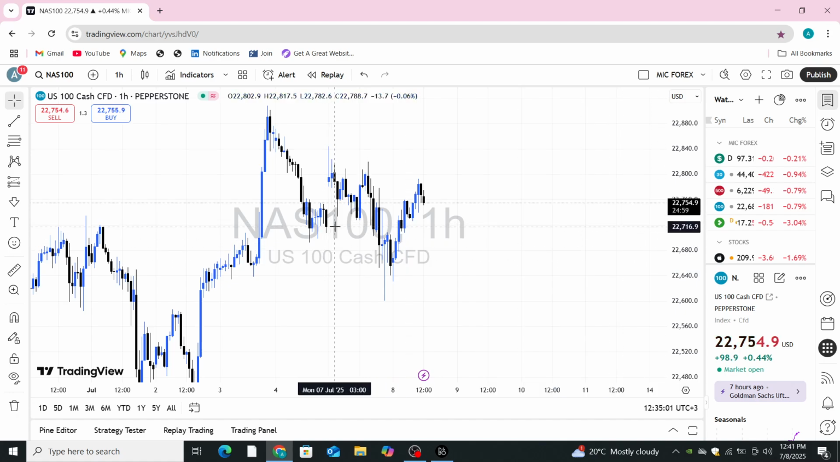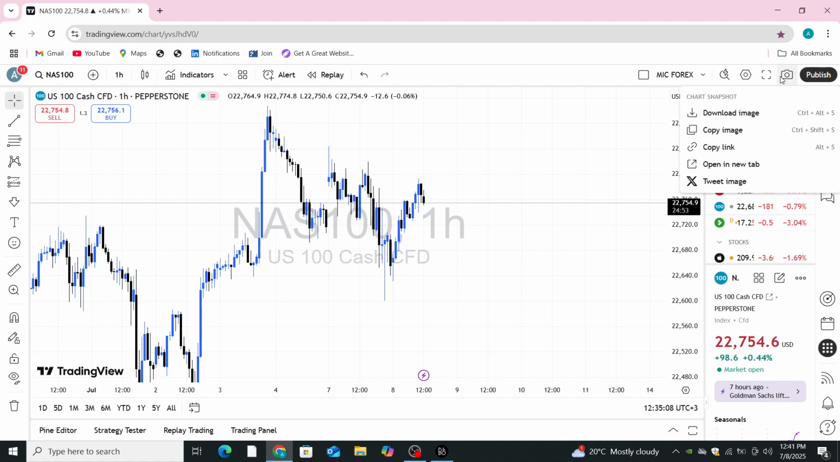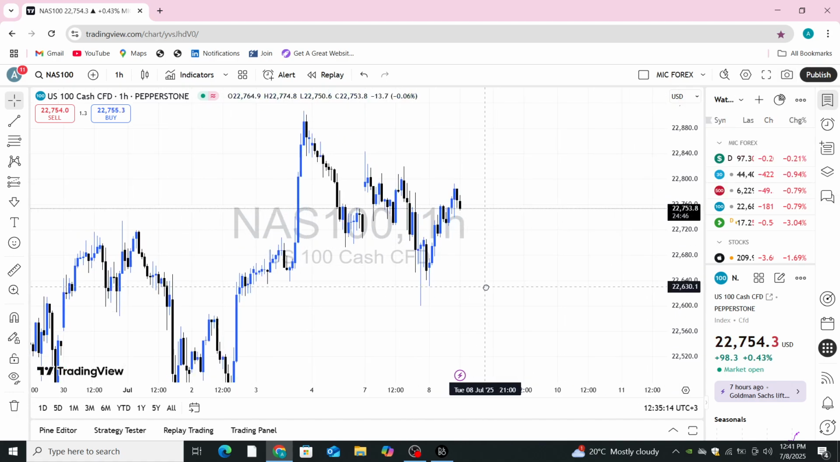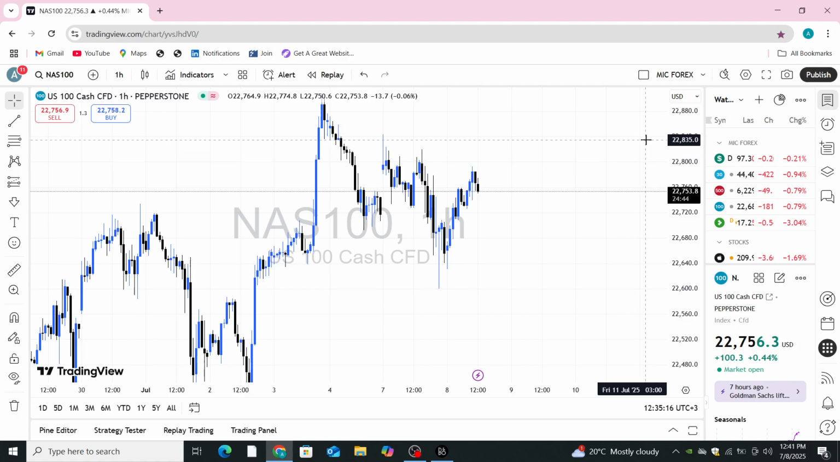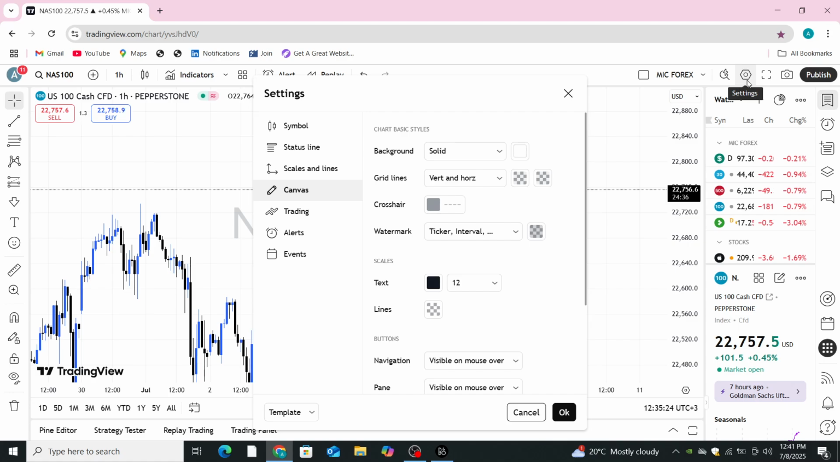If you want to take a screenshot, you can take a screenshot here. Just come to take a snapshot. Then you can click on image. If you want to add or change anything, or you want to customize your TradingView, then you can just come to the settings. Then you can use the watermark.